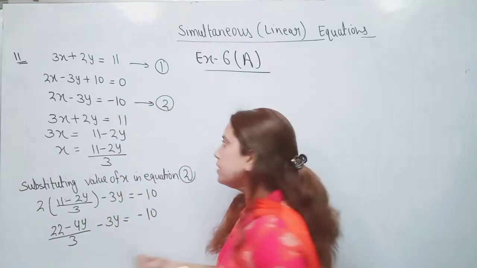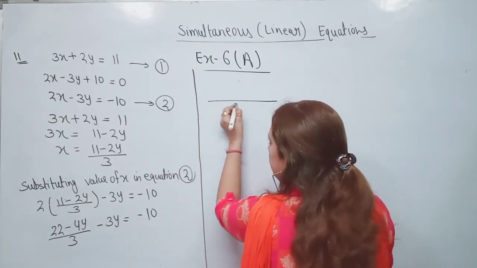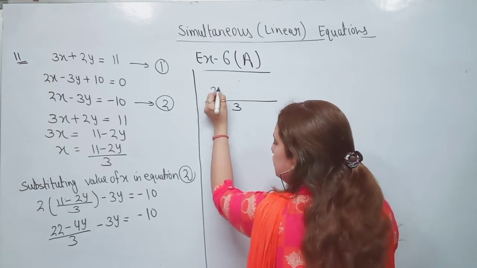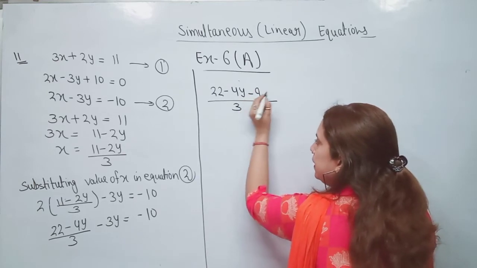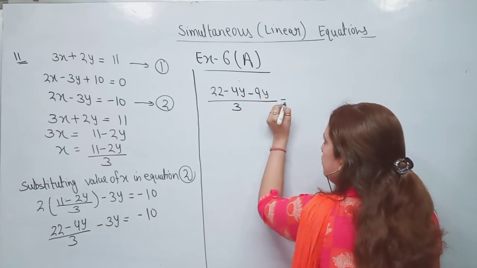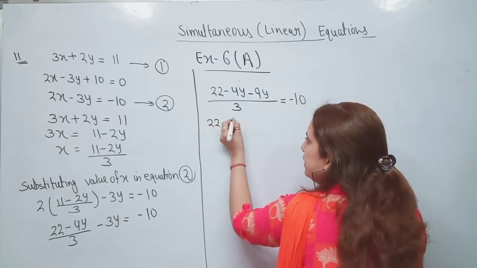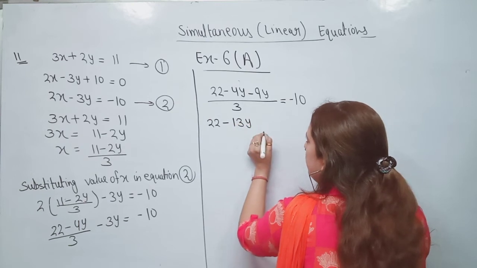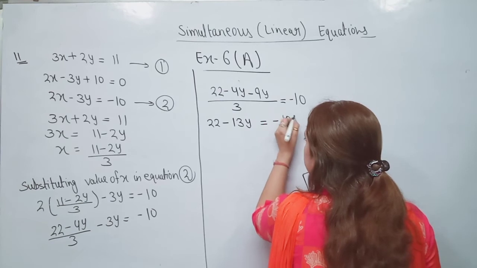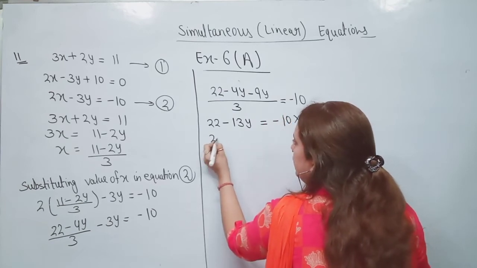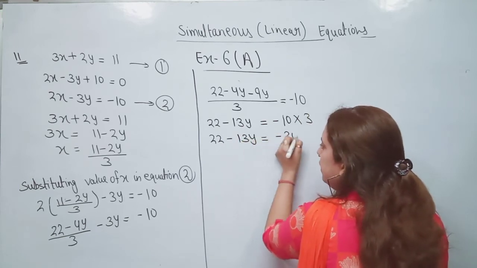After that we will take the LCM. What will be the LCM? 3. So it will be 22 minus 4y minus 9y is equal to minus 10. Cross multiplication. 22 minus 13y is equal to minus 10 into 3. 22 minus 13y is equal to minus 30.